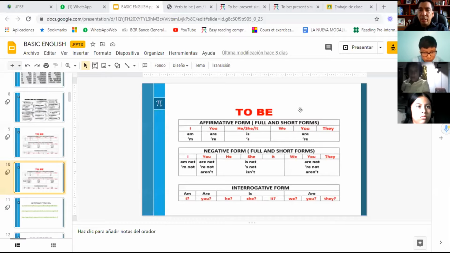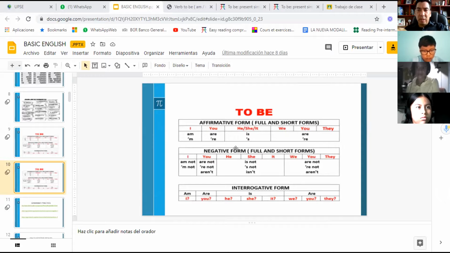That means that you cannot say, for example, "you is." You cannot say "he am," or "I are." Be careful, these are common mistakes, chicos. I am, you are, he is, she is, it is. Singular personal pronouns.